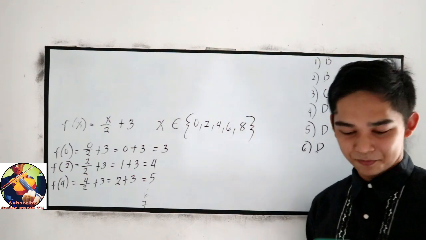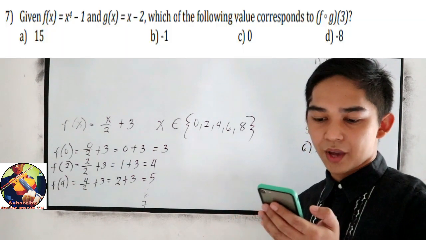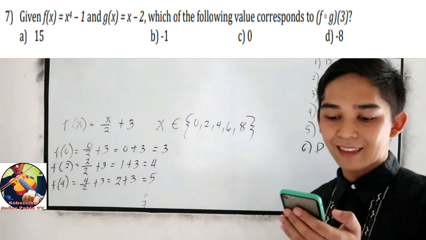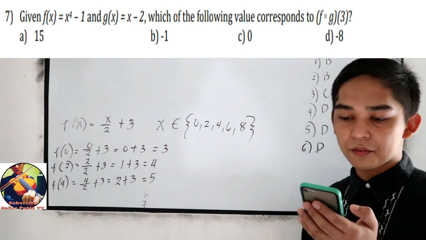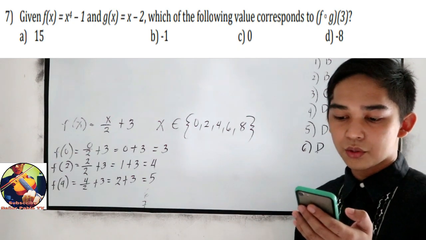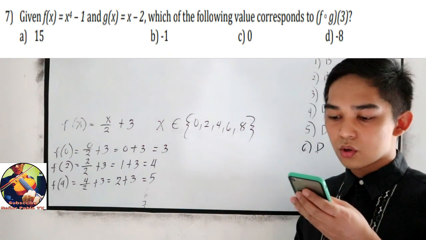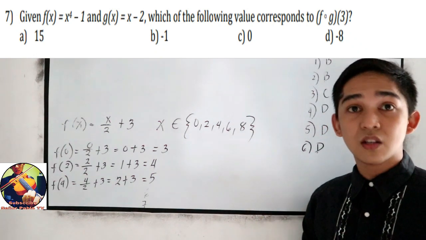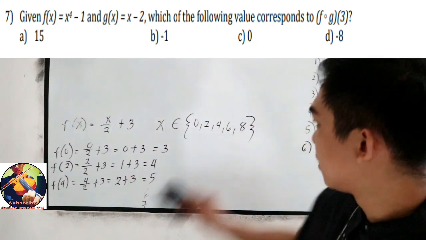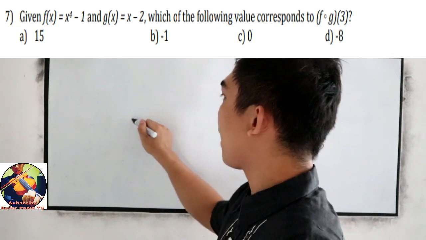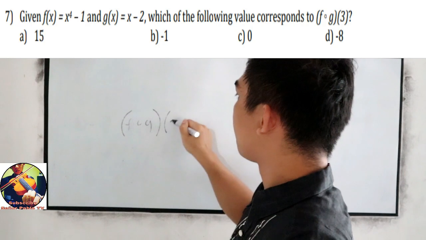Next, number 7. Given f of x is equal to x raised to 4 minus 1 and g of x is equal to x minus 2, which of the following values corresponds to f composed of g of 3? We're going to solve. So we have f composed of g of 3.